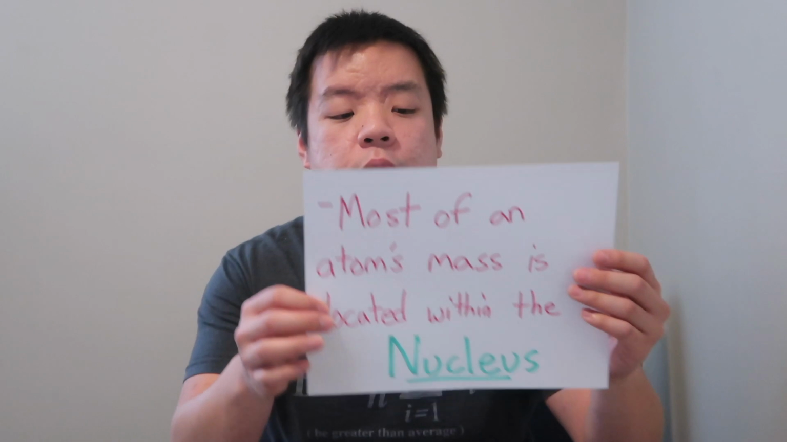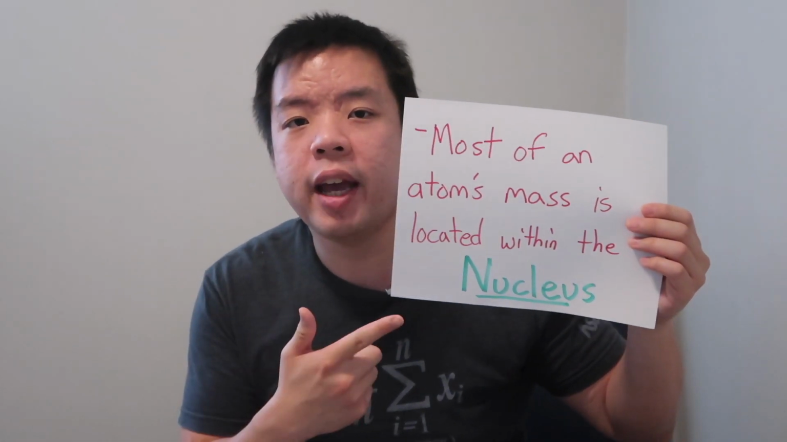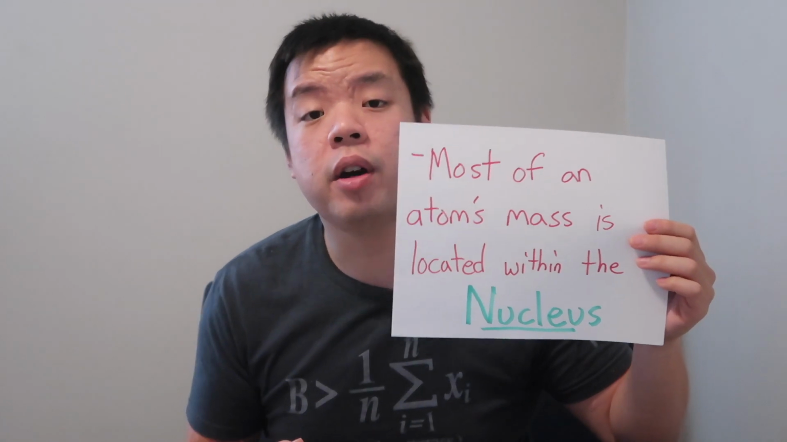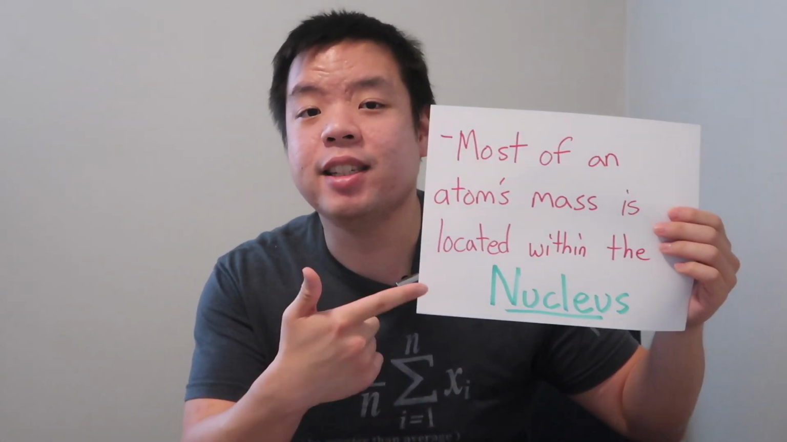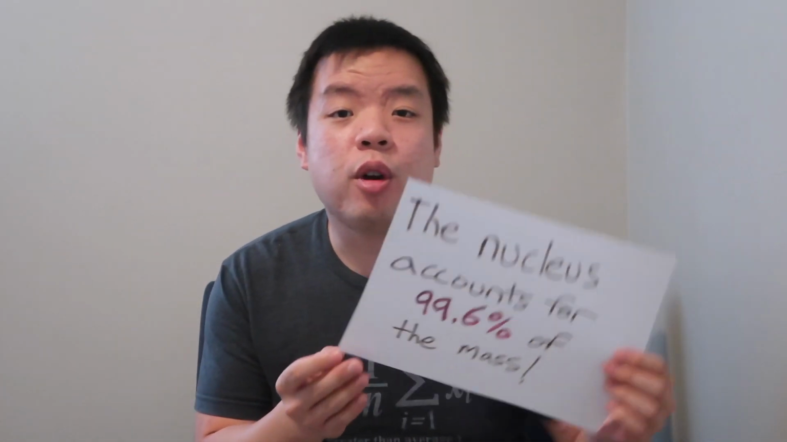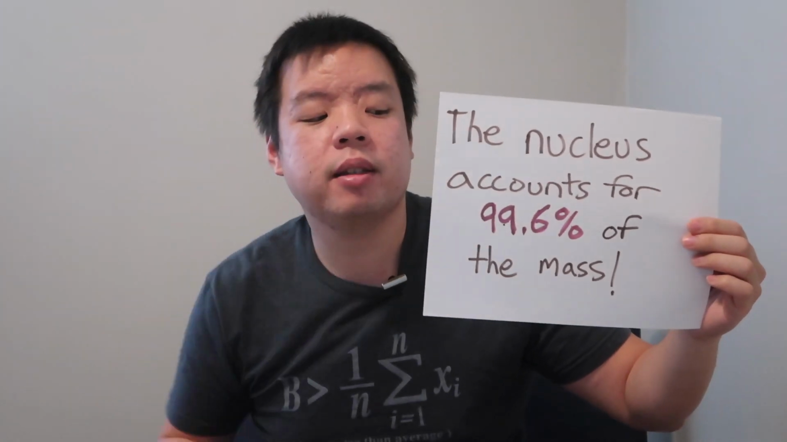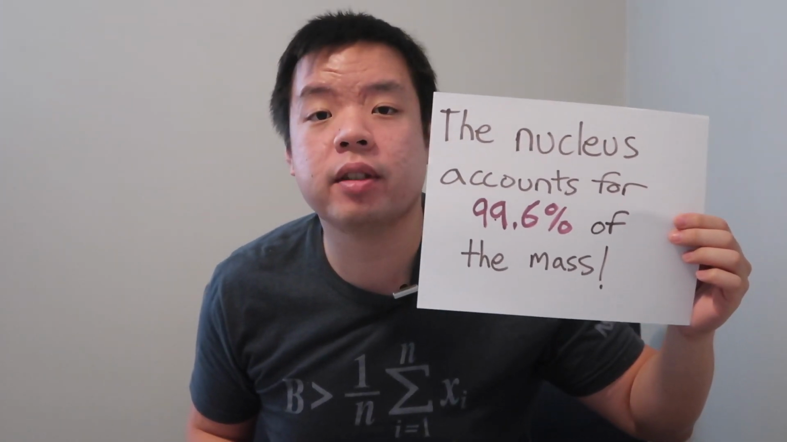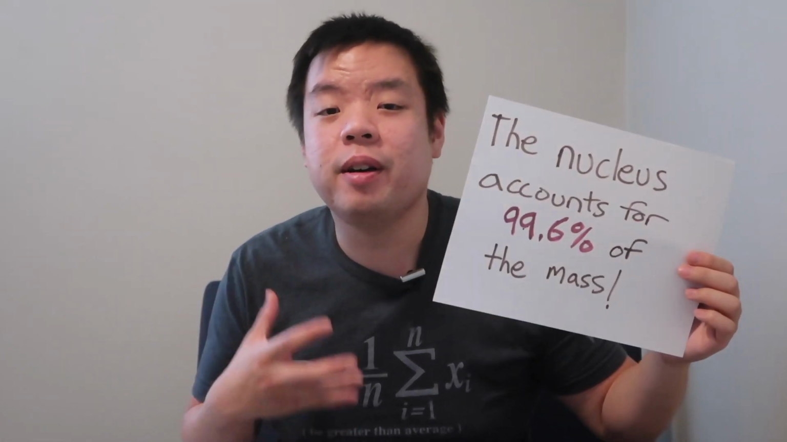When we talk about the relative mass of an atom, we want to think about the structure of the atom in two places, right? The nucleus and the orbitals and the clouds. Now, most of the mass of an atom is actually located in the nucleus. The nucleus actually accounts for overall 99.6% of an atom's overall mass. That means that most of the mass in an atom, again, is located in the nucleus.